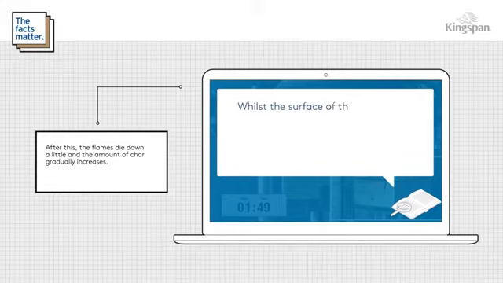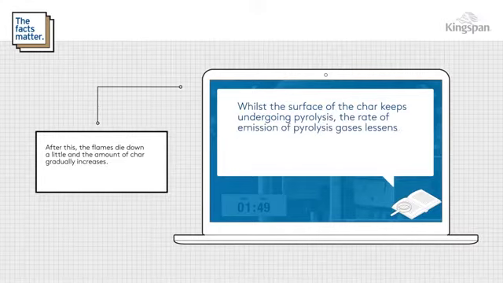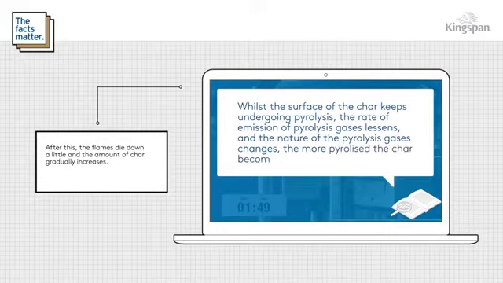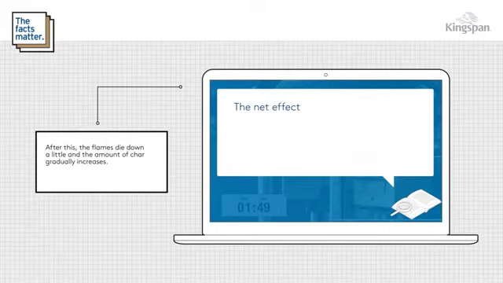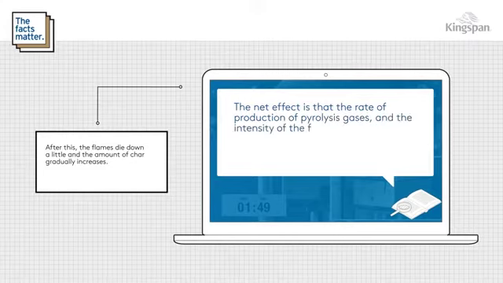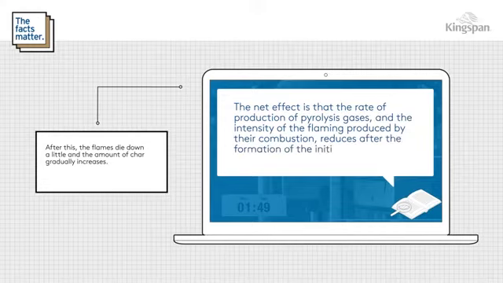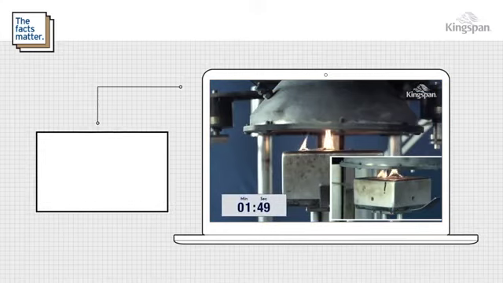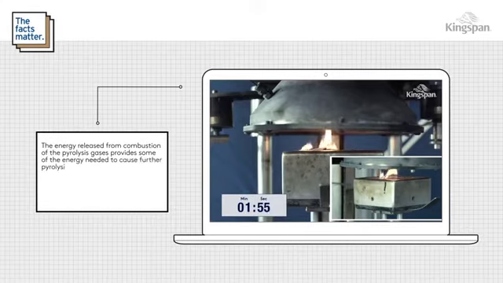Whilst the surface of the char keeps undergoing pyrolysis, the rate of emission of pyrolysis gases lessens, and the nature of the pyrolysis gases changes the more pyrolyzed the char becomes. The net effect is that the rate of production of pyrolysis gases and the intensity of the flaming produced by their combustion reduces after the formation of the initial char layer until equilibrium is attained. The energy released from the combustion of the pyrolysis gases provides some of the energy needed to cause further pyrolysis.